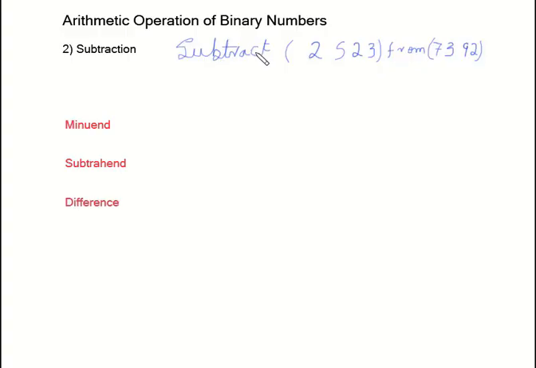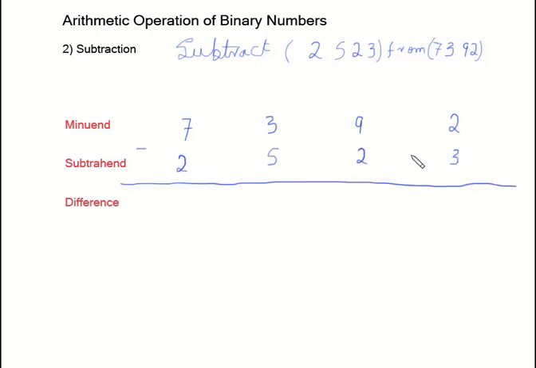Before going into binary subtraction, we will recall a simple question in decimal numbers, and here we will recall some concepts. We are given that we have to subtract 2523 from 7392. So let me write it, and this will be the subtraction. 2523 is the subtrahend. Subtraction always starts from the rightmost column.